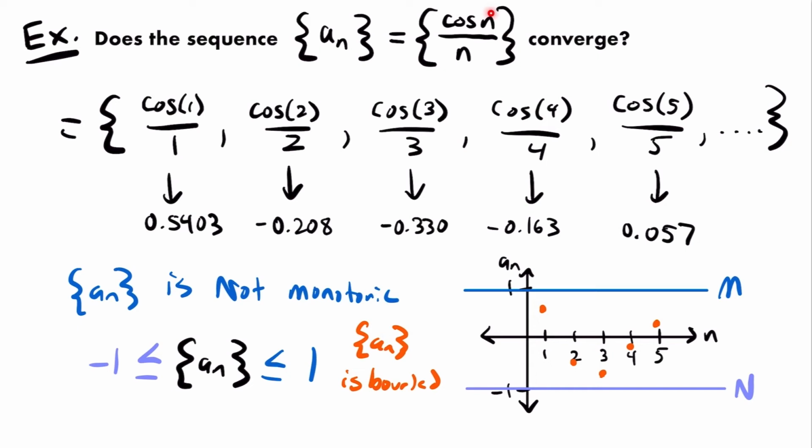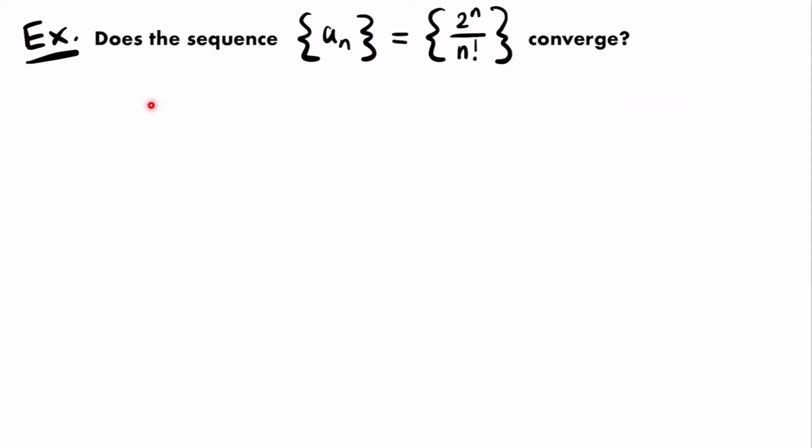All right, so for sequences like this, where the test of it being monotonic and bounded is inconclusive, using the limit to determine its convergence is going to be a better way to go. All right, and so with that, let's look at one more example for this video. Okay, so here's our last example.